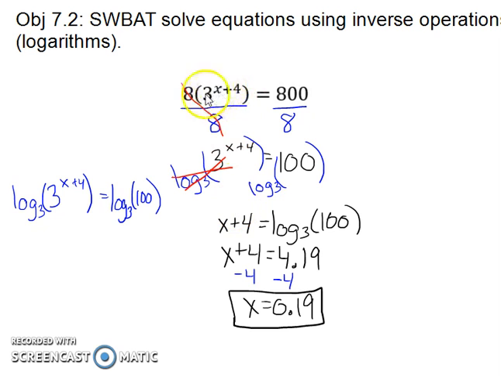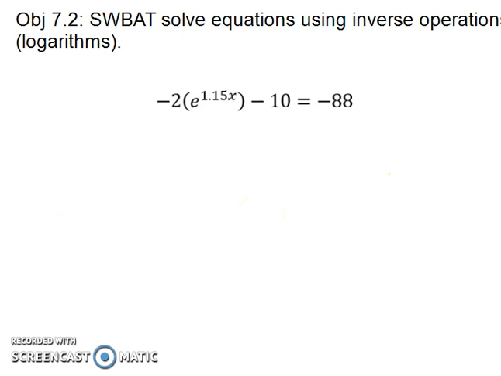Again, to recap, we got rid of the stuff outside of the base, and then we got rid of the base using the log, and then the stuff that had been inside. Our next problem is a little more complicated looking, but it's the same idea. We're going to get rid of the stuff that's outside of the base. In this case, the base is e. And then we'll get rid of the e using a log. And then we'll get rid of the stuff inside, which is that 1.15.